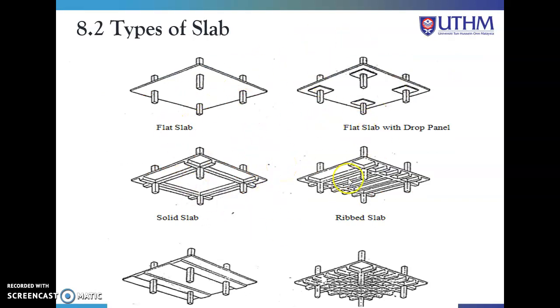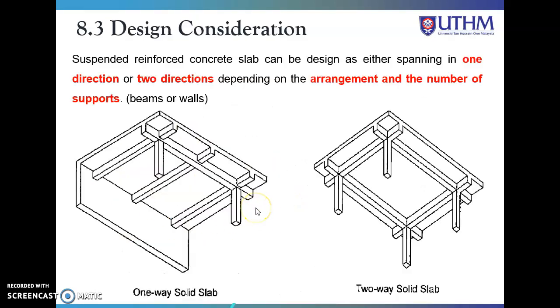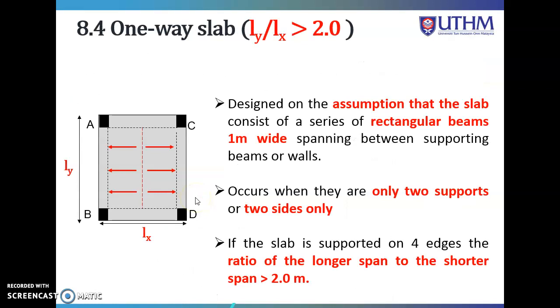Okay, design types of slab kita dah describe dan kita focus only on the solid slab. Okay, we already covered the design consideration for one direction ataupun for one way. So one way or one direction or two direction is depending on the arrangement and the number of support. So maksudnya kita nak kena tengok kedudukan support kita macam mana dan juga bilangan support kita. Okay, so we already go with the one way slab.